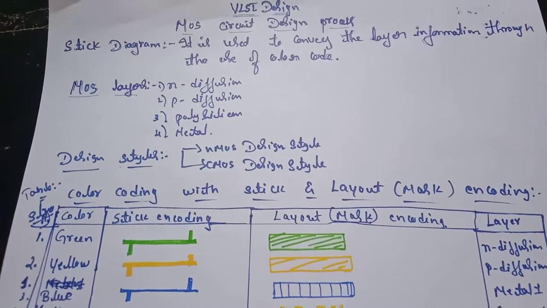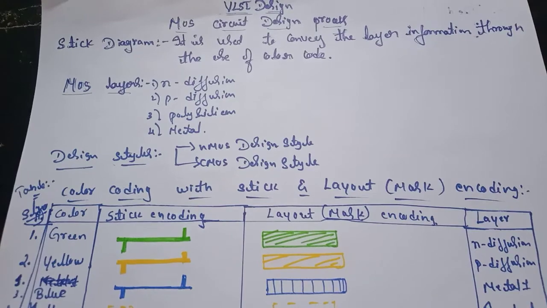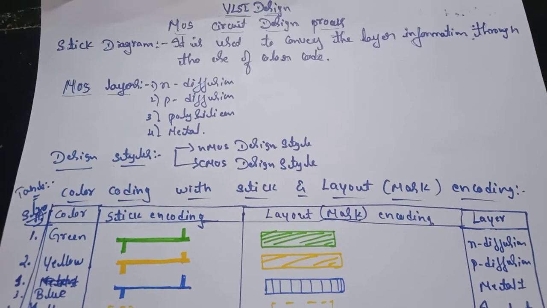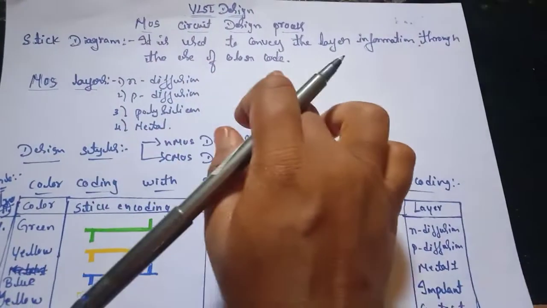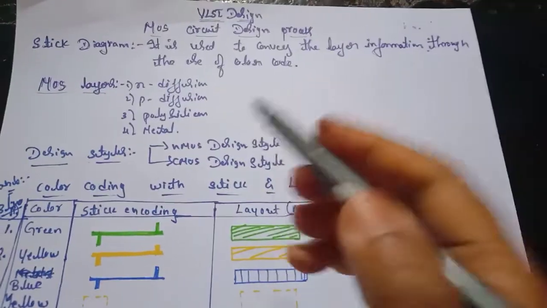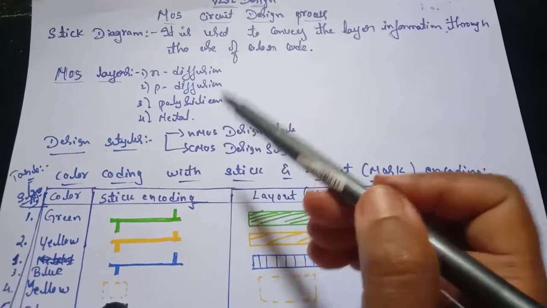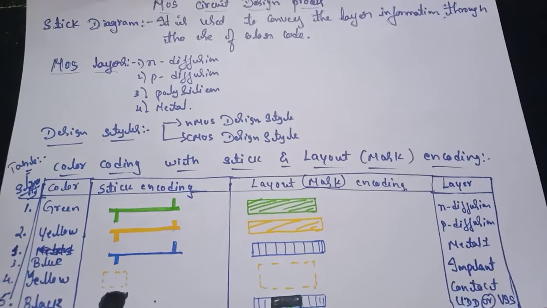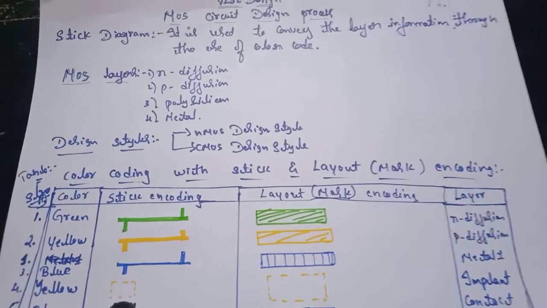The subject is VLSI design, MOS circuit design process. For any MOS circuits, we need to write a stick diagram. A stick diagram is used to convey the layer information through the use of color code. Basically, there are four MOS layers, that is N diffusion, P diffusion, polysilicon and metal. Each MOS layer has its own color representation, as indicated in Table 1.